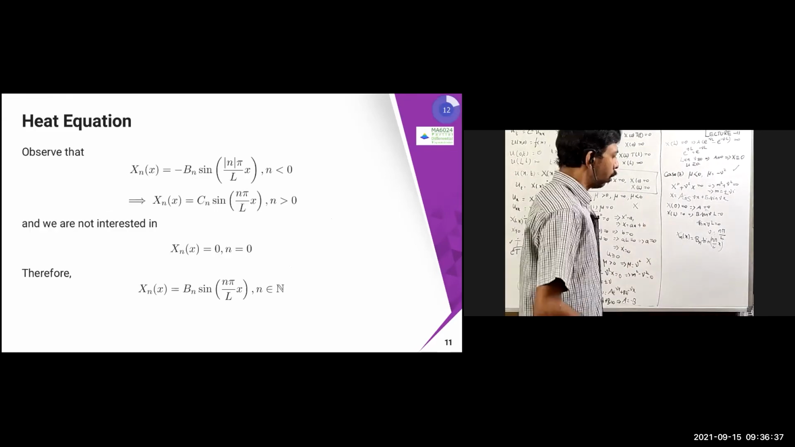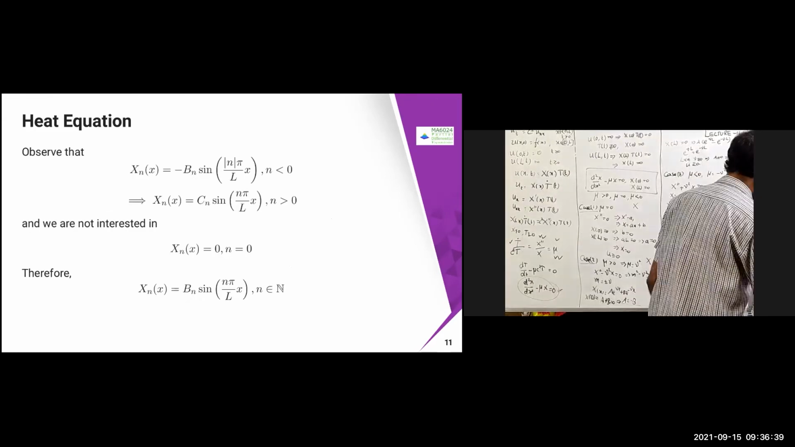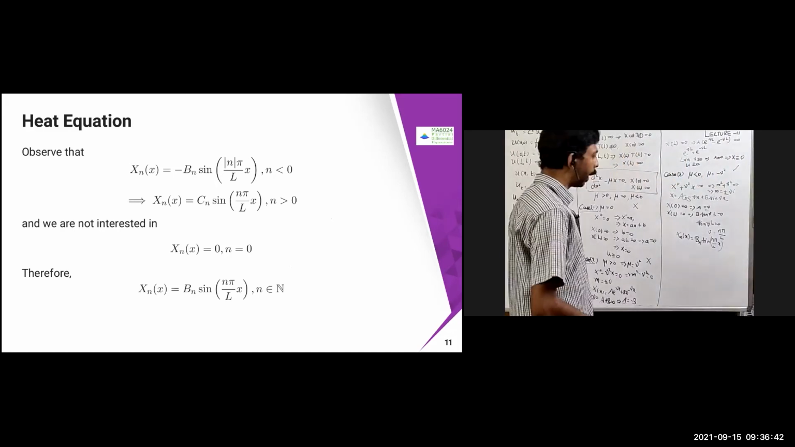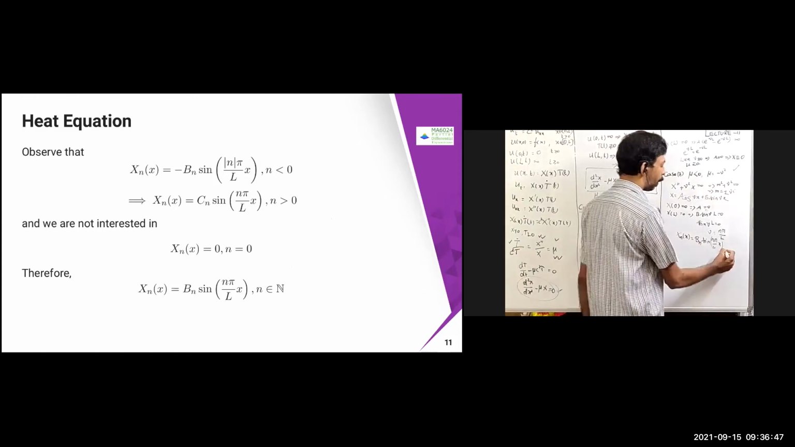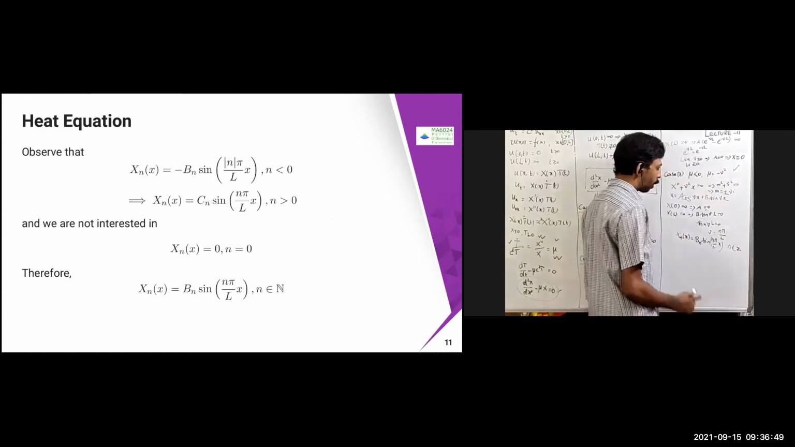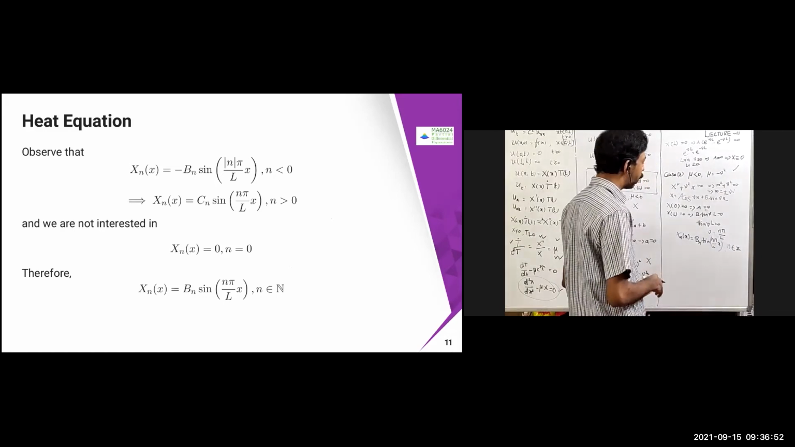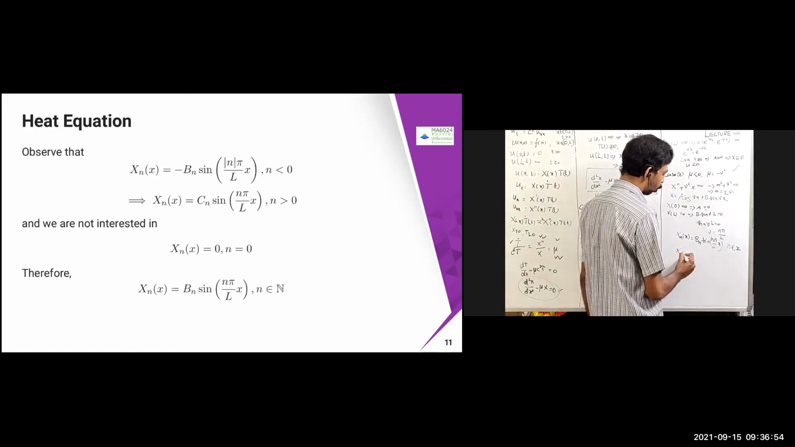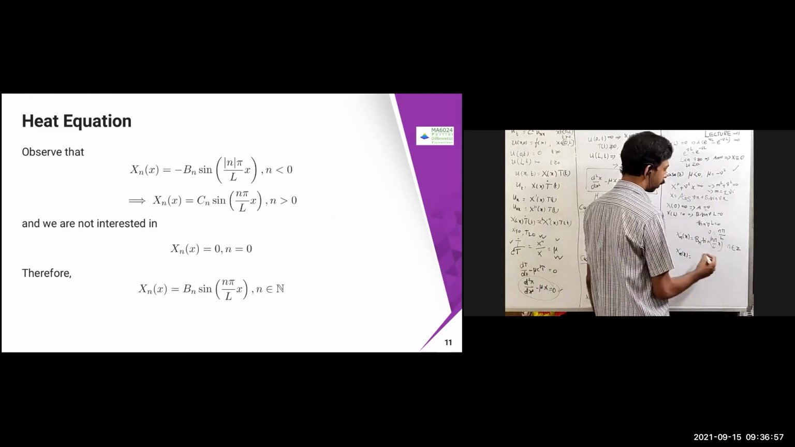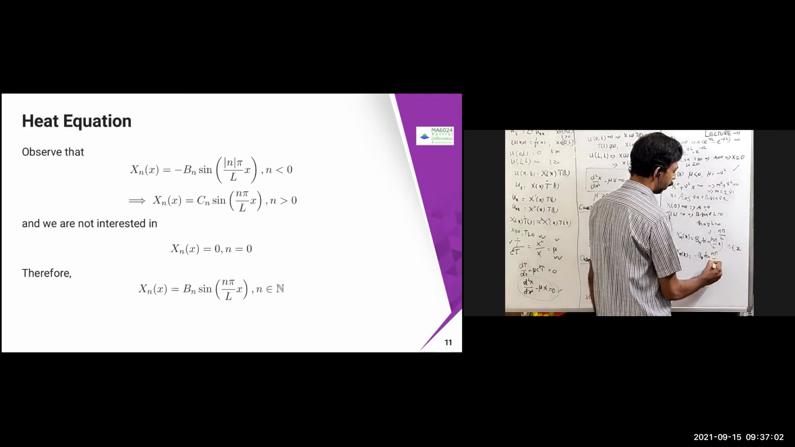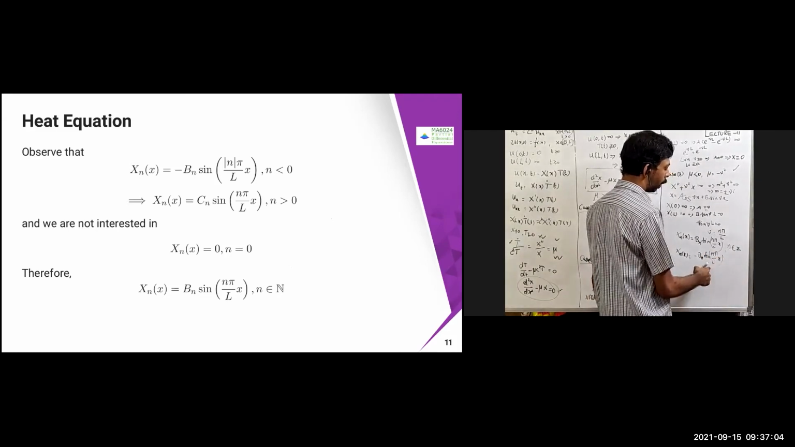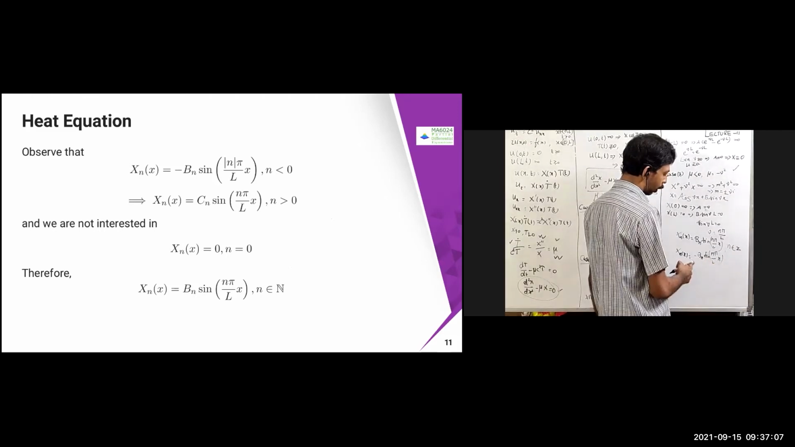Okay, next, what we are going to do is, you can observe that X_n of x equals b_n into sine, where n belongs to Z, as I have mentioned. Suppose I put n as a negative number, then you are going to get X_n of x equal to, if n is less than 0, minus b_n into sine of n pi by L into x, because sine of minus nx is going to be minus sine nx. So this one I can write as some other constant c_n.